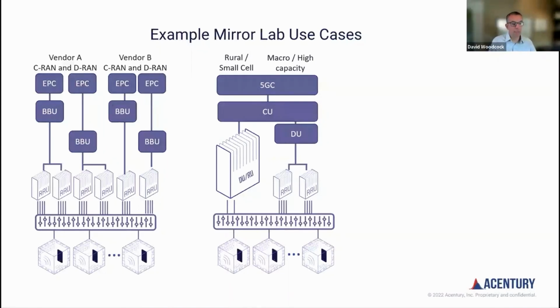The right-hand side is a 7-2 split, maybe using mid-band spectrum because I see 4x4 MIMO here. These are probably for wider area coverage needs.